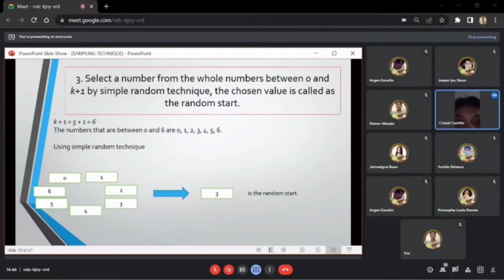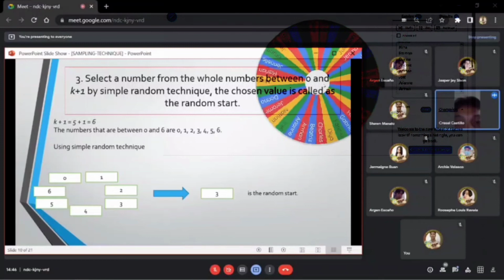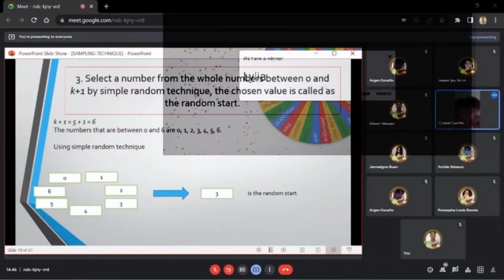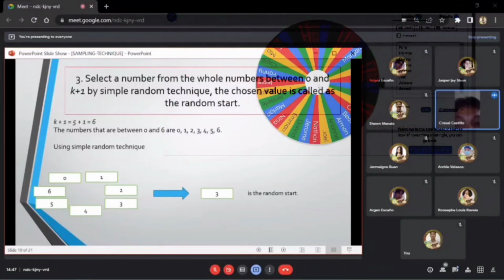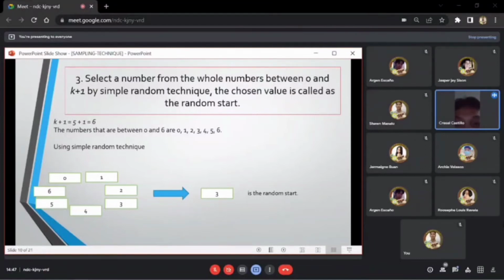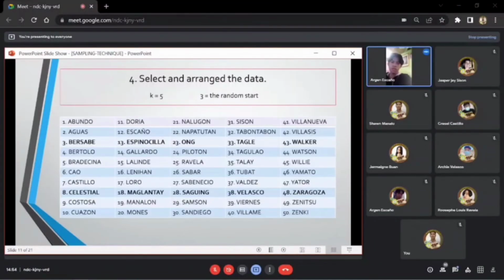Where k plus 1 is equal to 5 plus 1 is equal to 6. The numbers that are between 0 and 6 are 0 to 6. Using simple random technique, 0, 1, 2, 3, 4, 5, 6, and 3 is the random start. To select and arrange the data, where k equals 5 is the sample interval and 3 is the random start, starting with Bersabe on number 3.